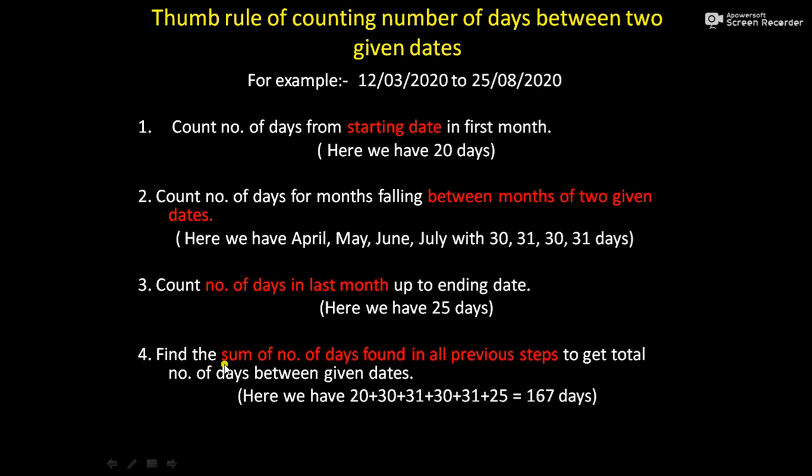And the last step, we have to add all these days to get the total number of days between these two given dates. So here I have added 20, then 30, then 31, then 30, then 31, then 25. Adding all of them we get 167 days. So this is the way we can find the number of days between two given dates.